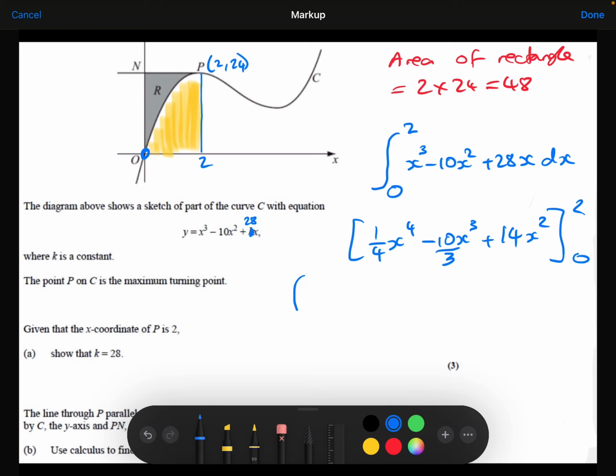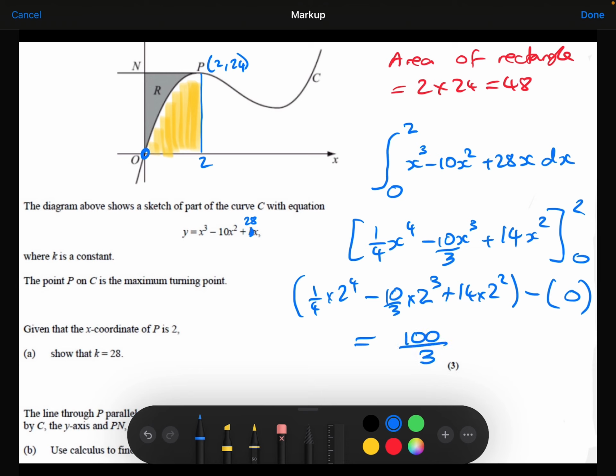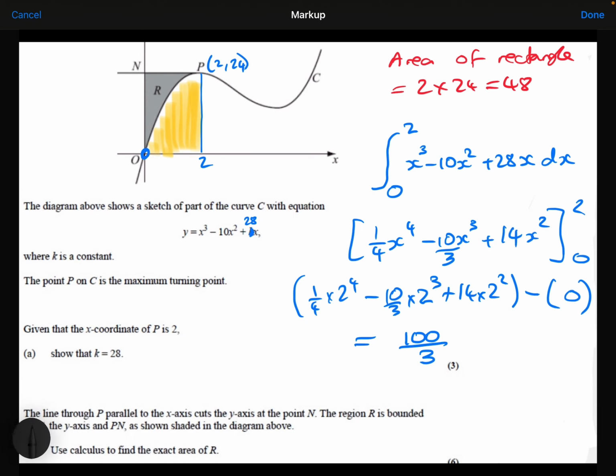Right, let's substitute our upper limit in. So 1/4 times 2 to the power 4 minus 10 over 3 times 2 to the power 3 plus 14 times 2 squared. When I substitute 0 into all of these terms, I will get 0. And working that out, I find that that is equal to 100 over 3. So that's the yellow area.